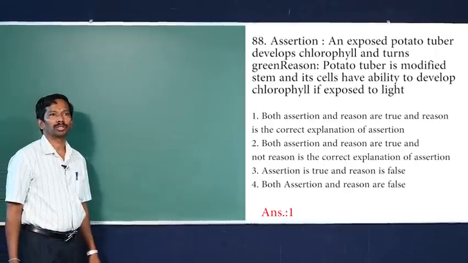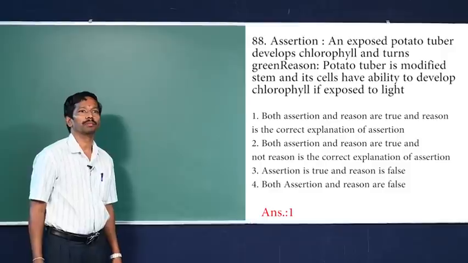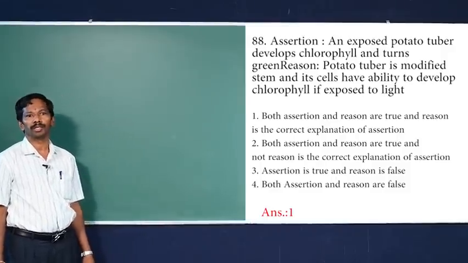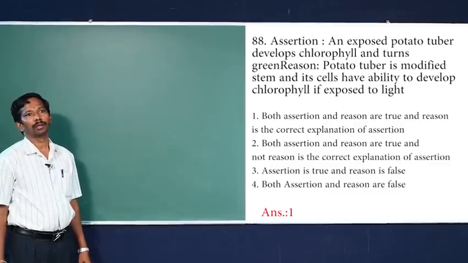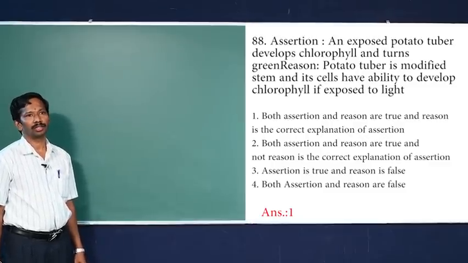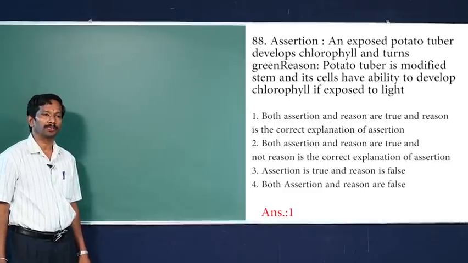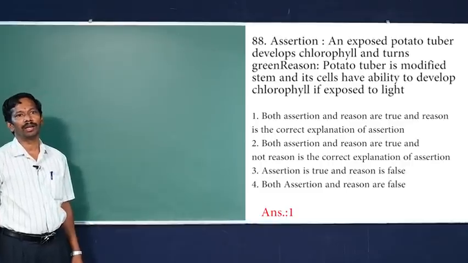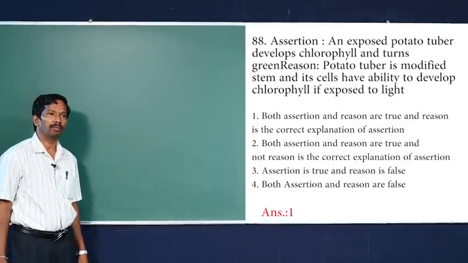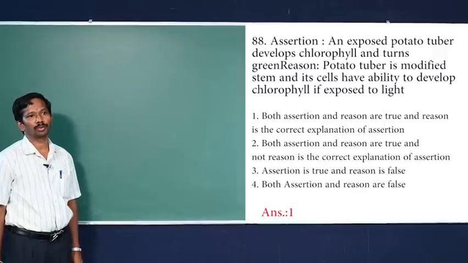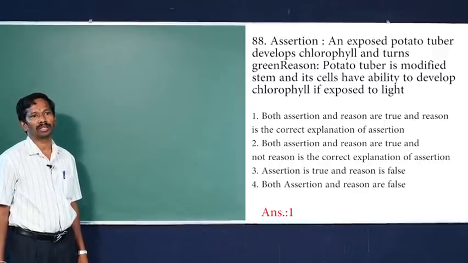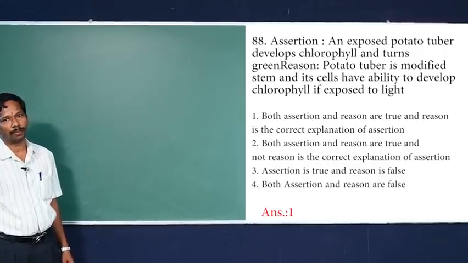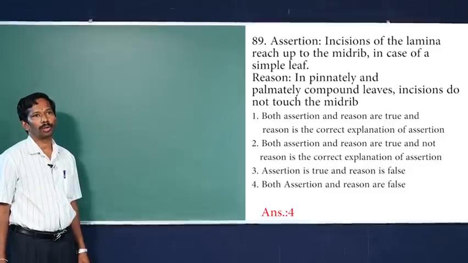One more assertion reason question. An exposed potato tuber develops chlorophyll and turns green. Yes, it is true, because when a potato tuber is exposed to sunlight, the storage plastids, that is leucoplasts, are converted into chloroplasts. And the reason: potato tuber is a modified stem and its cells have the ability to develop chlorophyll content when exposed to light. Yes, it is true. So the first answer: both assertion and reason are true, and the reason is the correct explanation of the assertion. Answer is 1.